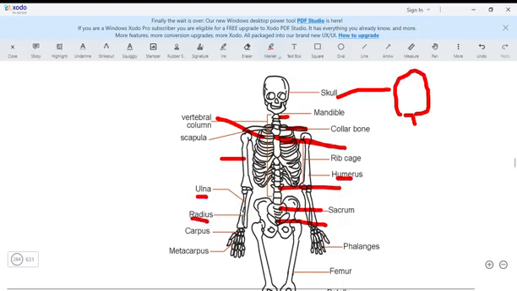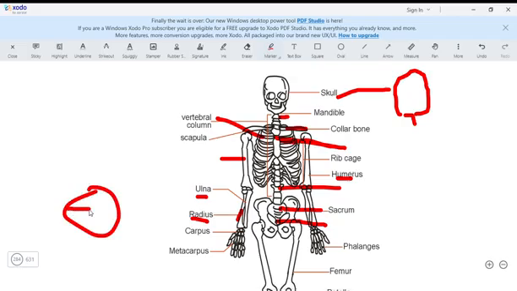Then the two bones under here are called ulna and radius. Radius is the smaller part. You can use the idea of a circle: a short line drawn to the center is the radius. For ulna, you can use the letter L for long. The longer part of this bone is the ulna.